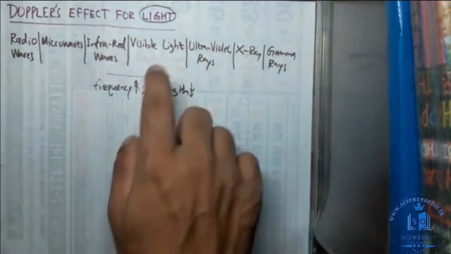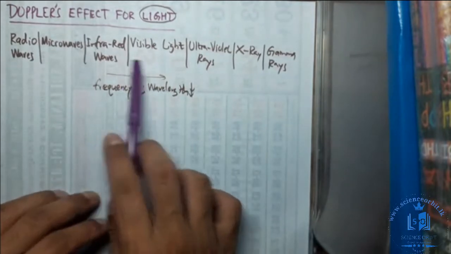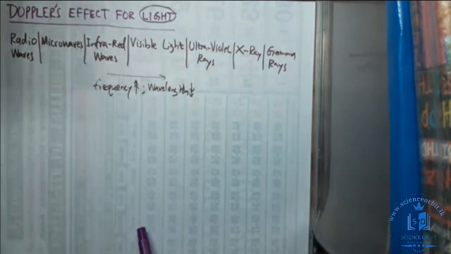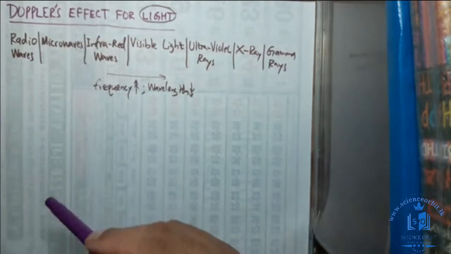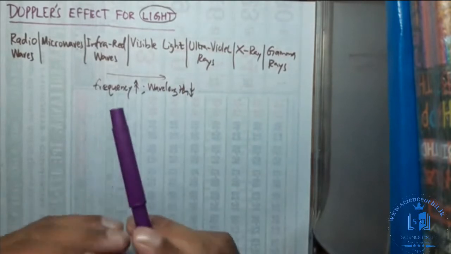And when it comes to the visible light range, there are 7 colors in visible light. What you see here is white light, but inside white light we have 7 colors, which in small classes we have learned as the colors of the rainbow.